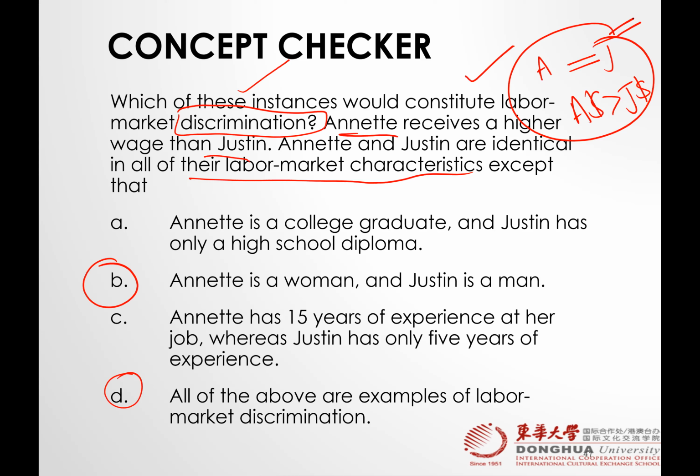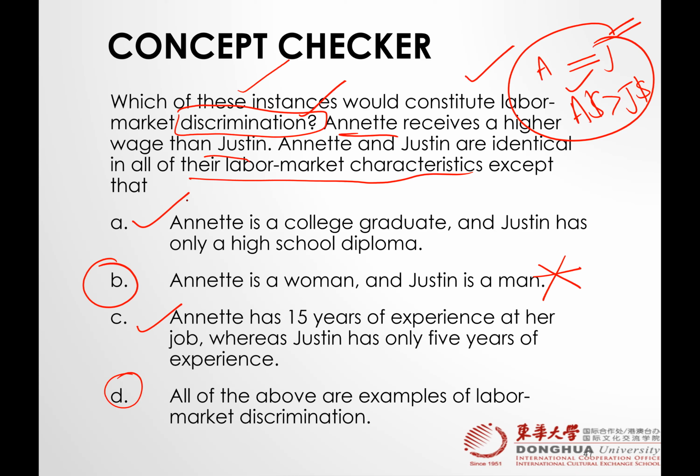B: Annette is a woman and Justin is a man. Does it mean that anything we discussed about average wage or equilibrium wage, any kind of gender differences? We talked about compensating differences, not gender differences. So B is not a labor market characteristic. It can be discrimination. Everything is equal and you are paying Annette a higher salary because she's a woman, right? It can be discrimination. C: Annette has 15 years of experience at her job, whereas Justin has 5 years. It justifies that Annette is receiving a higher salary? Yes. So this is not discrimination. So A and C are not discrimination.